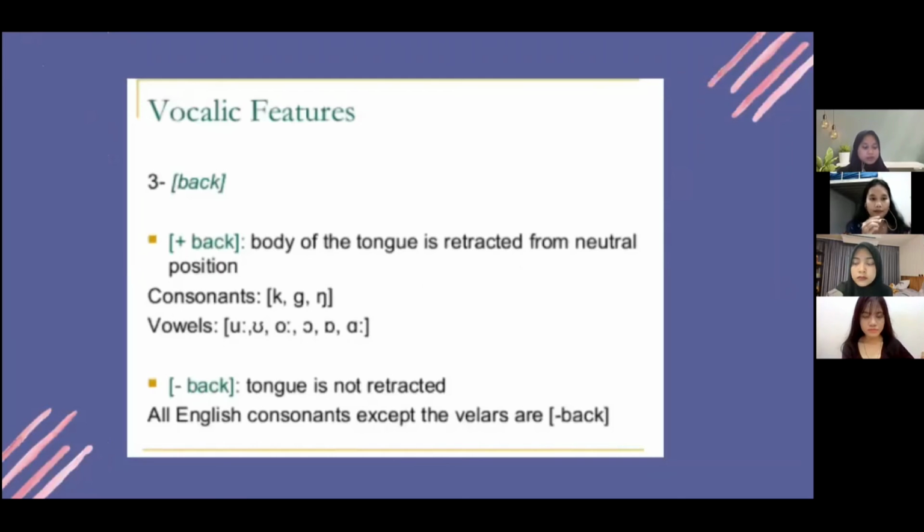Okay, the next is back. Plus back, body of the tongue is retracted from neutral position. Consonants, for example, k, g, n. For vowels, u, o, and the others. And then minus back is tongue is not retracted. All English consonants except the velars are minus back.